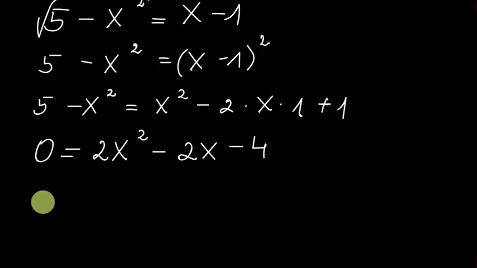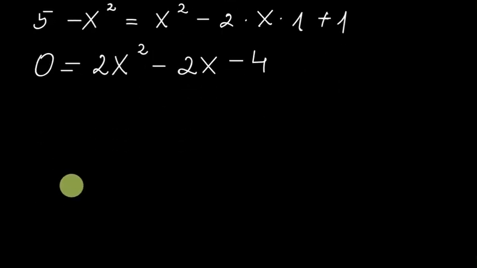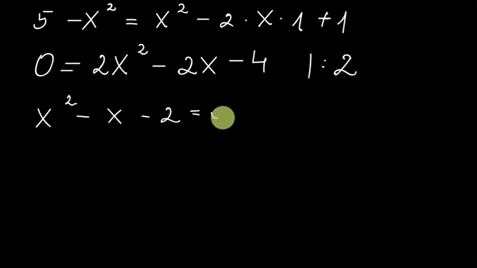Now we need to solve this quadratic equation, so let's calculate our discriminant for that. Actually, before doing that, we could divide it by 2. This would help. So let's rewrite it: x squared minus x minus 2 is equal to 0.